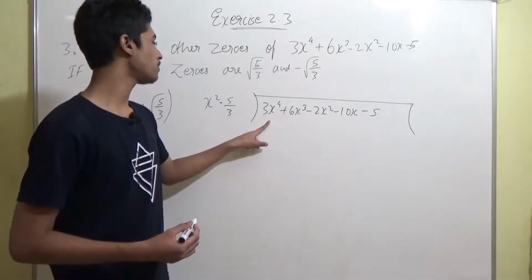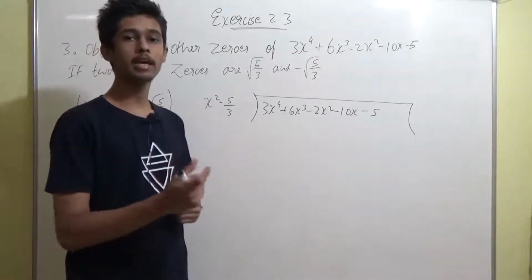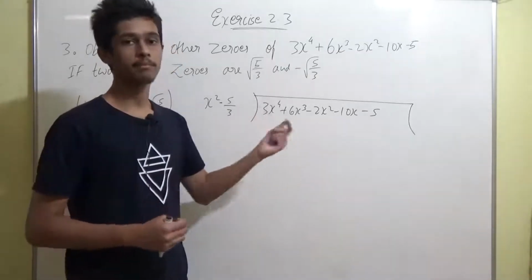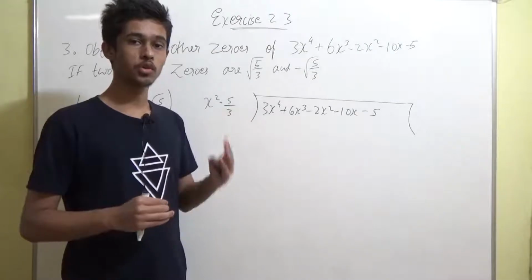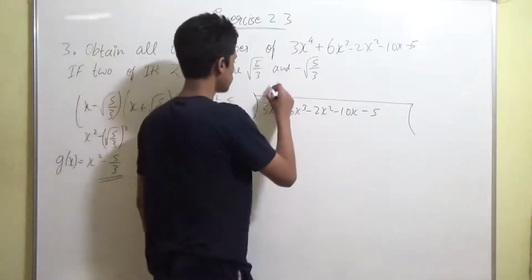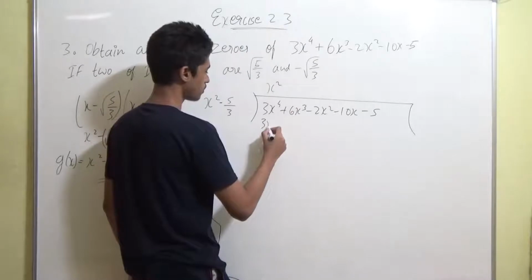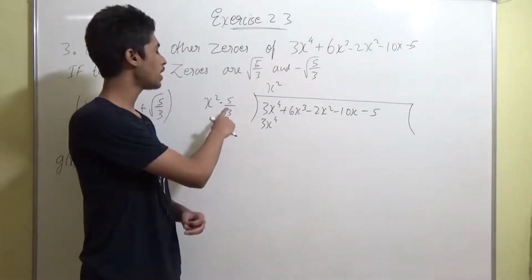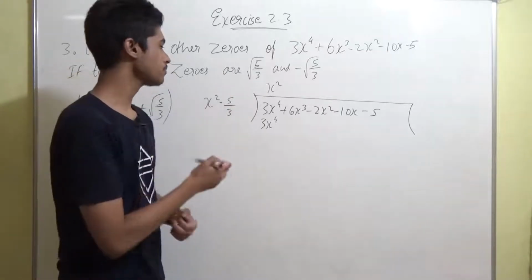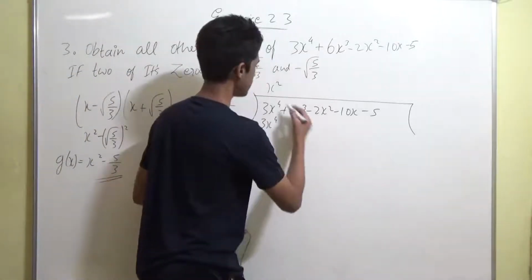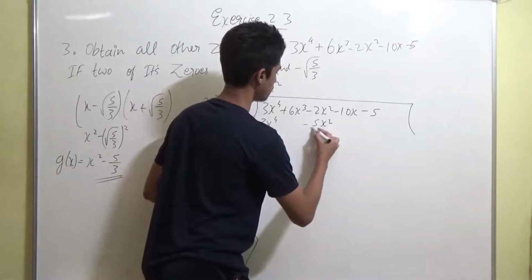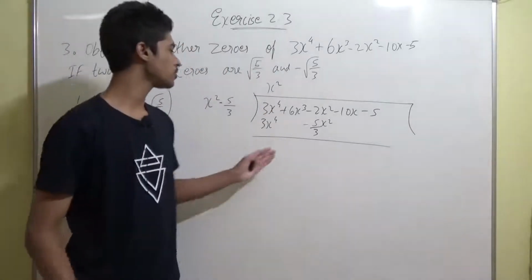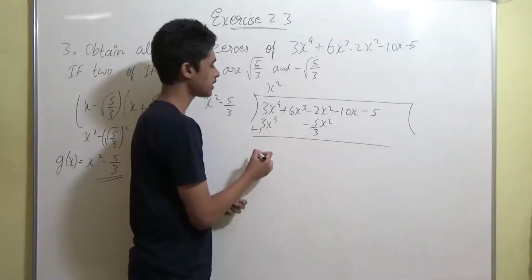So let's go ahead and do the division guys. It is 3x^4. So x^2 multiplied by what term is going to give us 3x^4? It is 3x^2, because 3x^2 into x^2 gives 3x^4, right? Now we have to multiply this one also, so it is 5x^2 by 3. We write it here as minus 5x^2 by 3. Now we are going to subtract this, change the sign and subtract it.